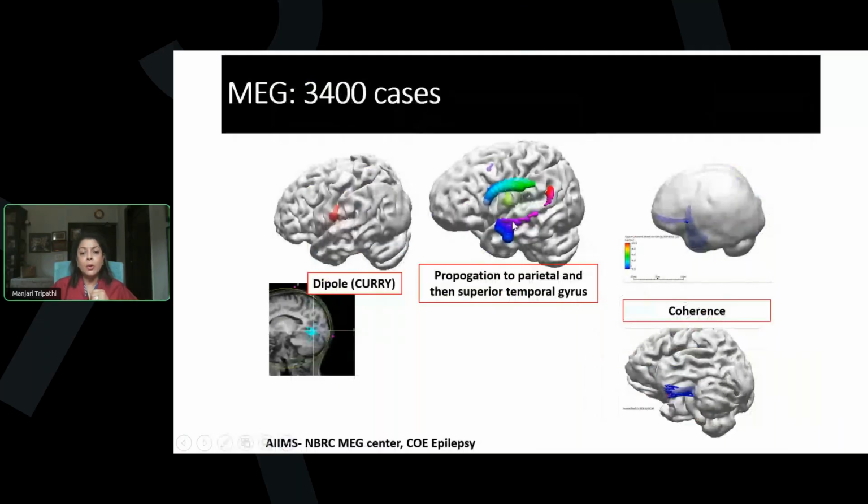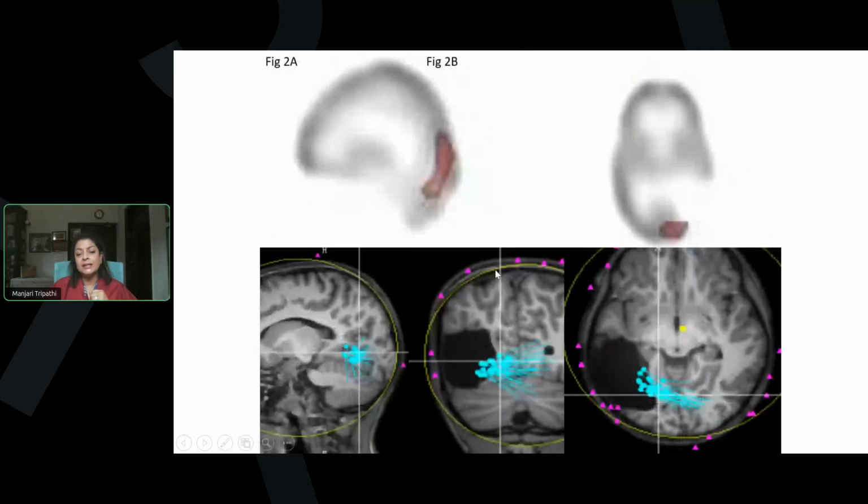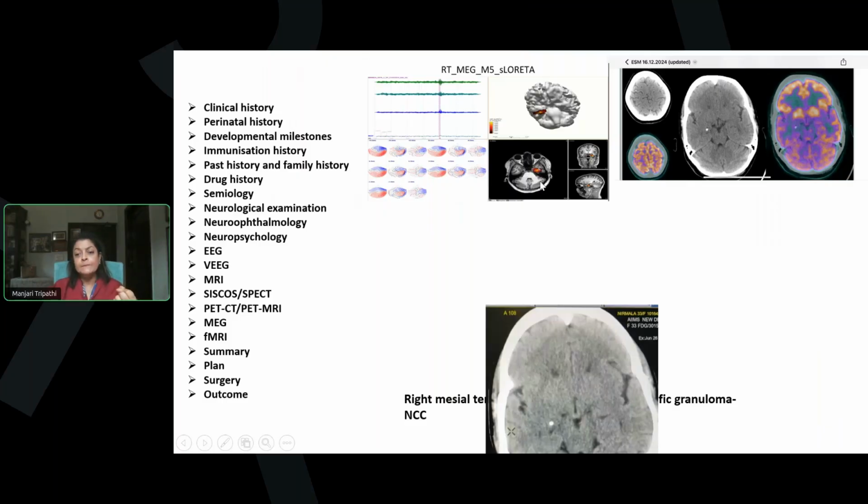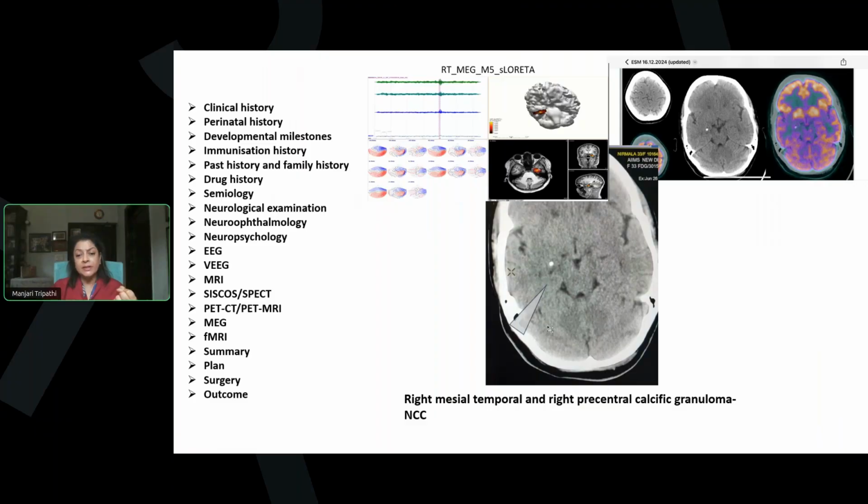And you can also, in large clastic lesions, really make out where exactly the strength of the dipoles is. Is it a tightly clustered dipole? In patients who have subtle lesions like calcific lesions, which are very common in our country secondary to neurocysticercosis, the MEG helps us say, yes, the calcific lesion is indeed responsible for the seizures, as you can see here. And this patient underwent a temporal lobectomy.